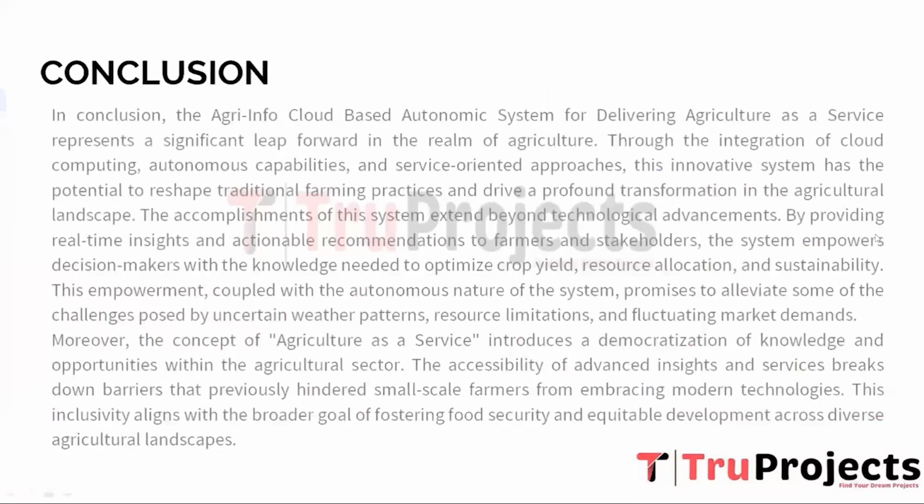So now coming back to the conclusion part, in essence, the Agri information cloud-based autonomic system not only envisions a future where technology and agriculture harmonize, but also pioneers a paradigm where data, autonomy, and accessibility converge to empower farmers and stakeholders alike. As it tries to address the evolving challenges of modern agriculture, it reinforces the notion that the fusion of innovation and sustainability is integral to securing the future of our global food systems.